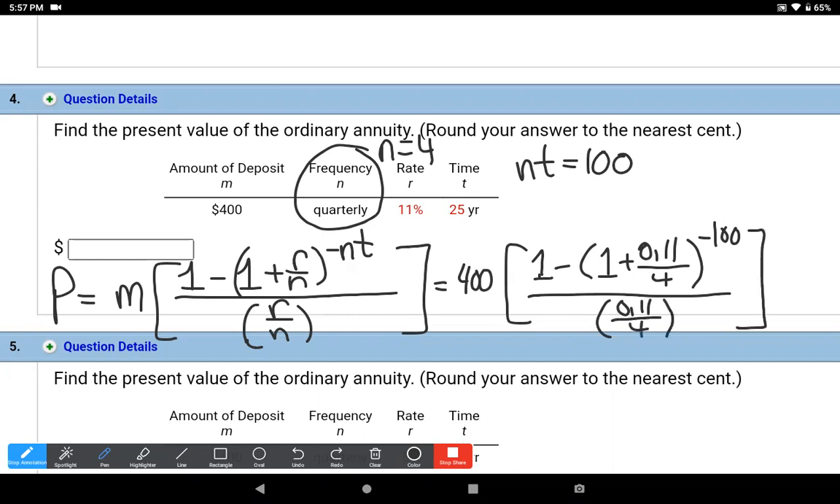Okay, so stick this in the calculator. 400 times parenthesis 1 minus parenthesis 1 plus 0.11 divided by 4 raised to the negative 100 in parenthesis divide by parenthesis 0.11 divided by 4 in parenthesis, and as a result we get the value in dollars, $13,580.42 when rounding to the nearest place value.